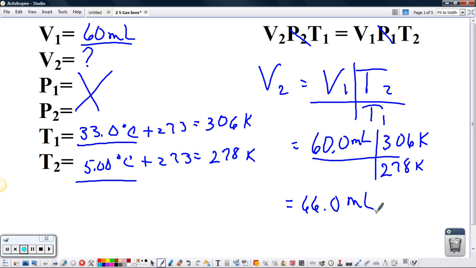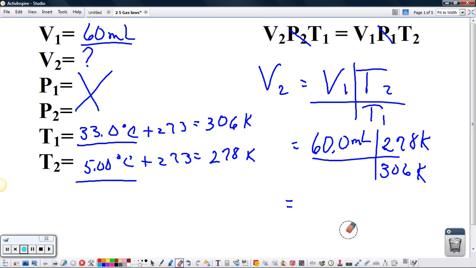I put it in wrong. Thank you. I was wondering. Yeah, y'all keep me straight. By this time of the afternoon, I get kind of brain dead. So T2 is supposed to be 278 K up here and 306 K down here. So my number is going to be less than 60 by probably about the same amount as it was more than 60 there. Yep, 54.5. Okay, so it's about the same amount less as it was more.